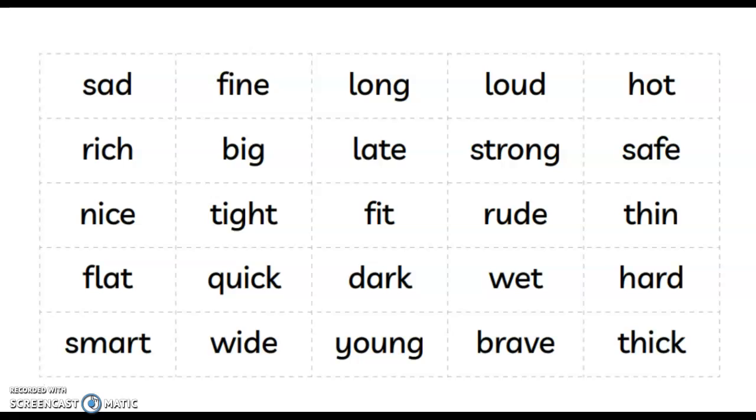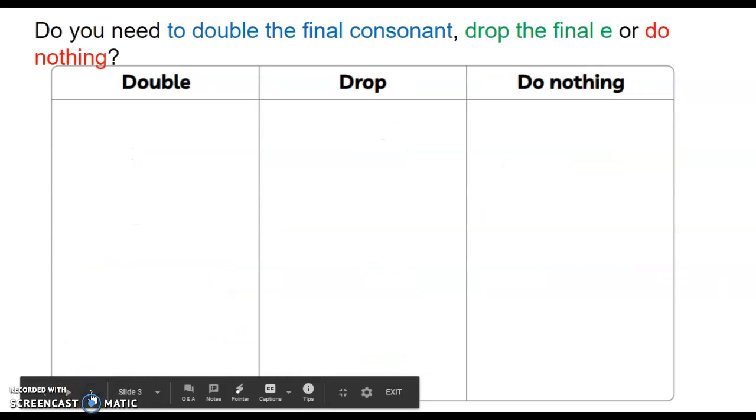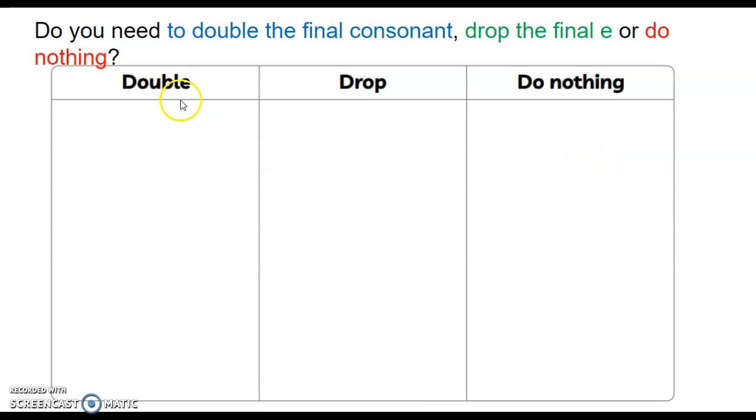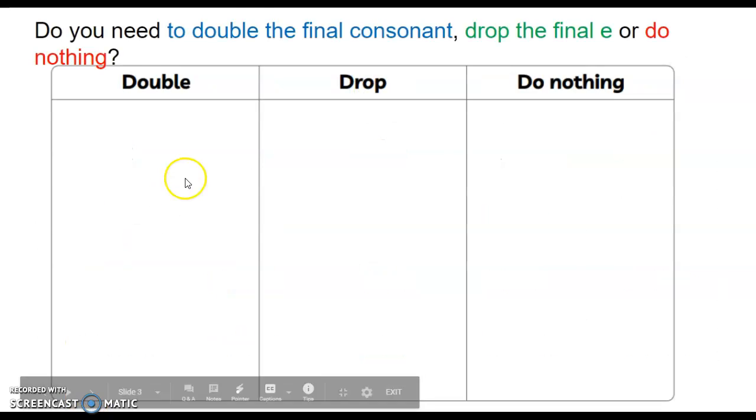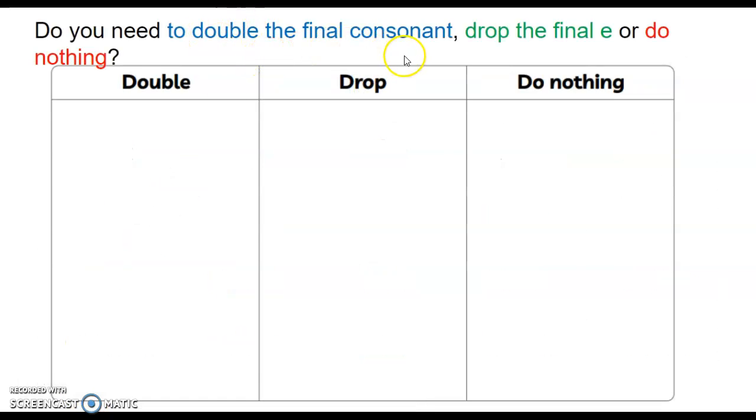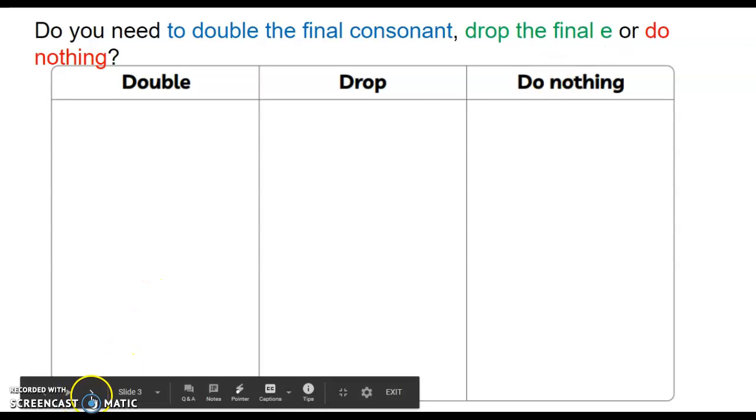And what you're going to do is you will need to split your page into 3 columns like this. You'll need to have one with double, one with drop, and one with do nothing. Okay? And what you need to do with the words here is that you need to decide whether you need to double the final consonant, you need to drop the final E, or whether you just do nothing at all, okay? And on the next page, I'm going to show you an example of what I mean.